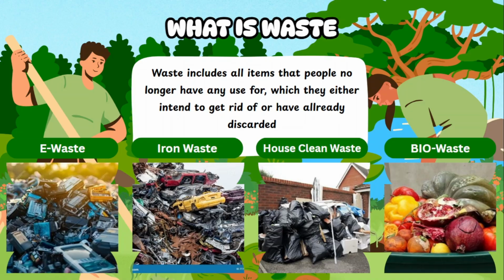Next natin yung house clean waste. House clean waste includes everyday garbage from our homes like plastic bags, packaging, and unwanted household items. Next naman natin is yung bio waste. Includes dito yung mga biodegradable materials like fruit peels, vegetables, and leftover foods. This can be turned into compost and used as fertilizer to reduce the bio waste.